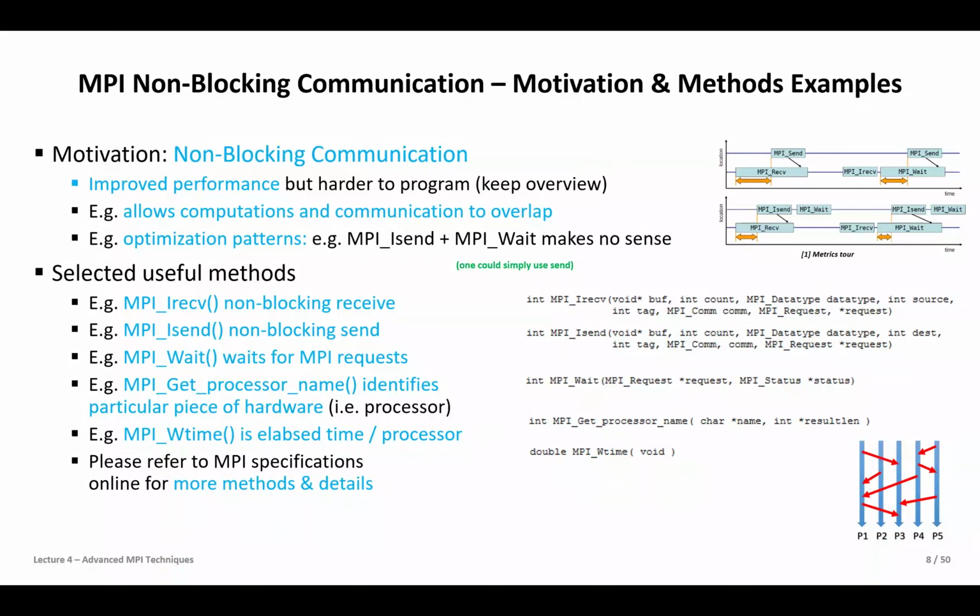And of course, when you have the trivial case, you see this here in optimization patterns. Sometimes people do exactly this. They have an MPI_Isend and immediately an MPI_Wait. That is, for instance, an example where you can do directly an MPI send.